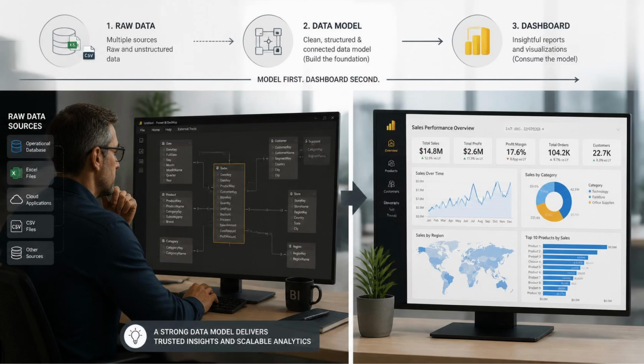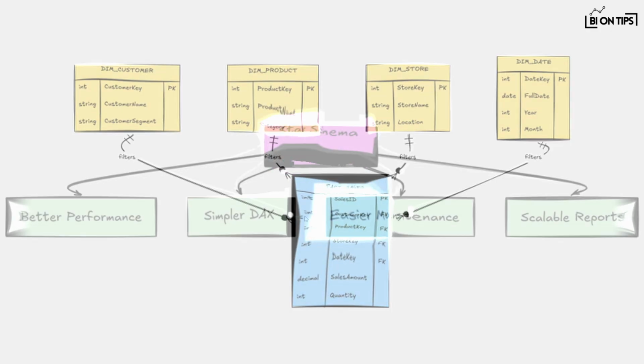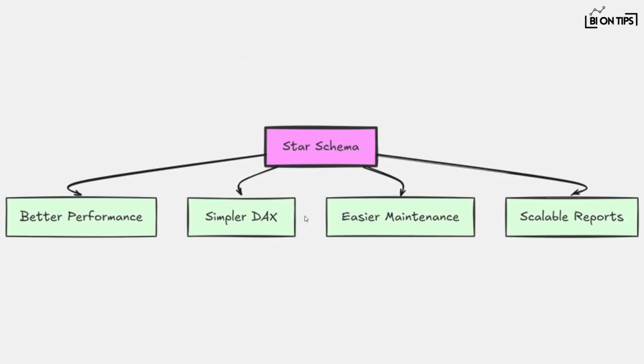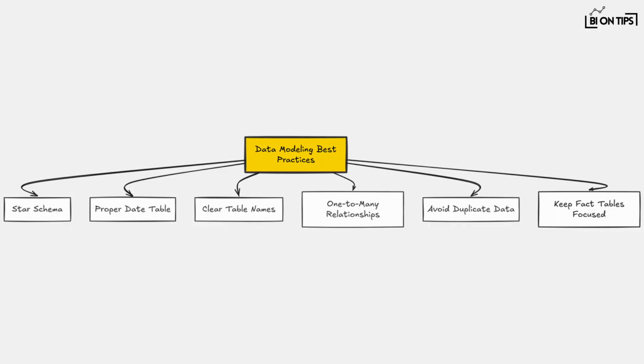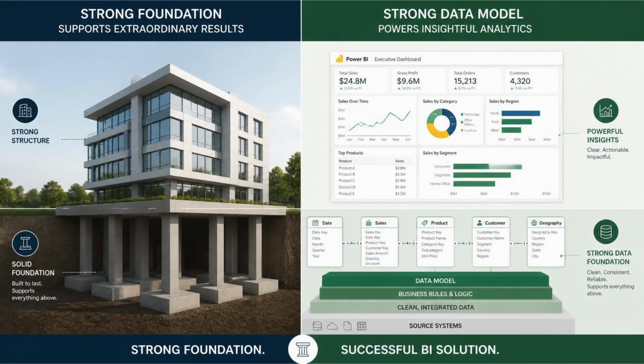So in this video, we'll understand what data modeling is, what fact and dimension tables are, what a star schema is, and why companies use this approach, and some important best practices you should follow. So let's get started. Imagine you are building a house. Before you start painting the walls or choosing the furniture, you need a strong foundation. Data modeling works in a similar way in Power BI.